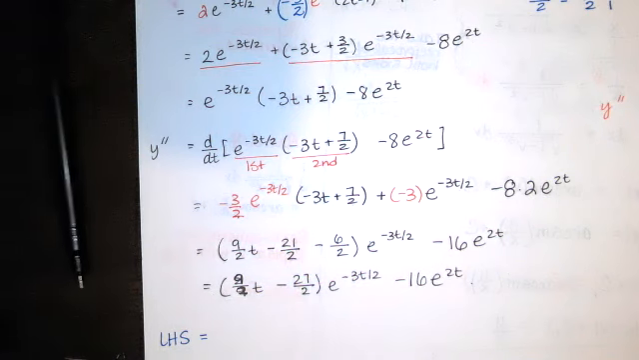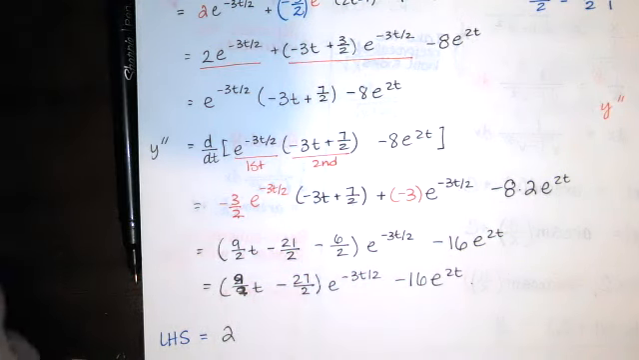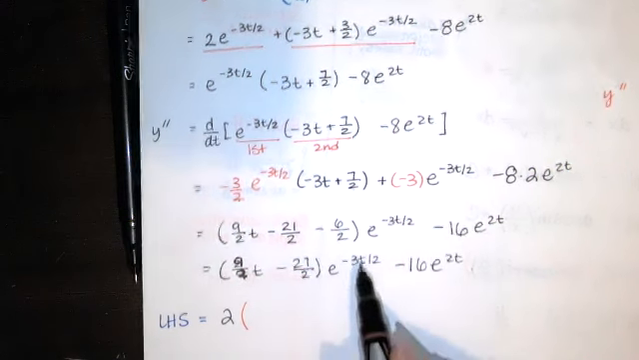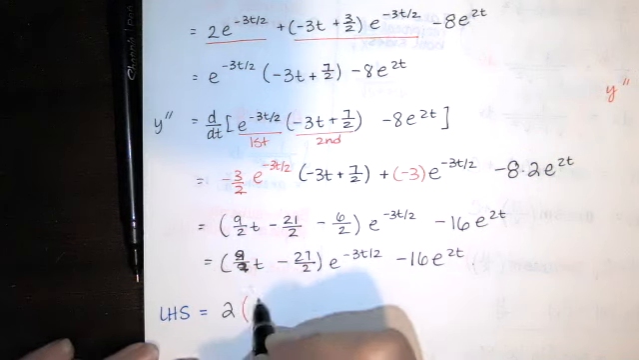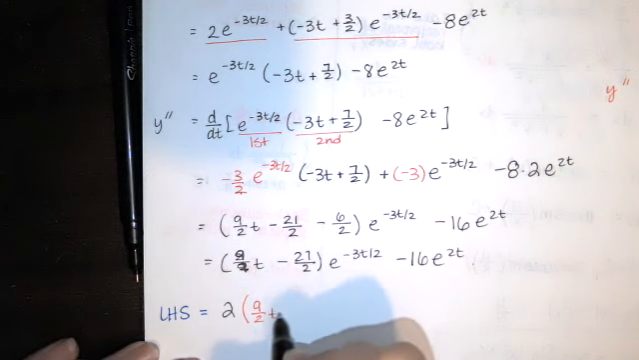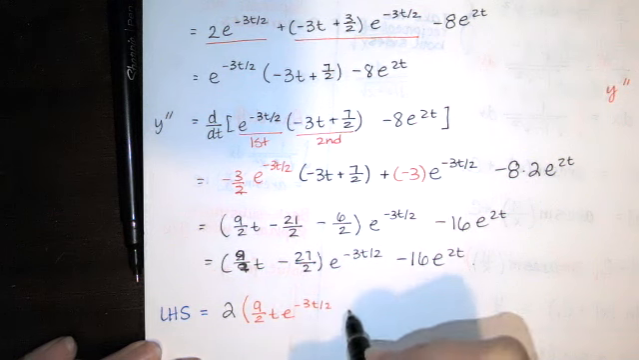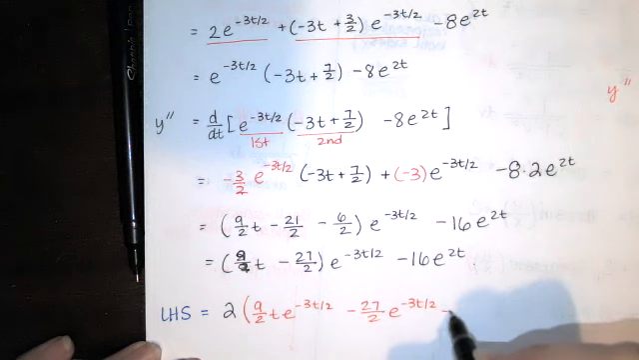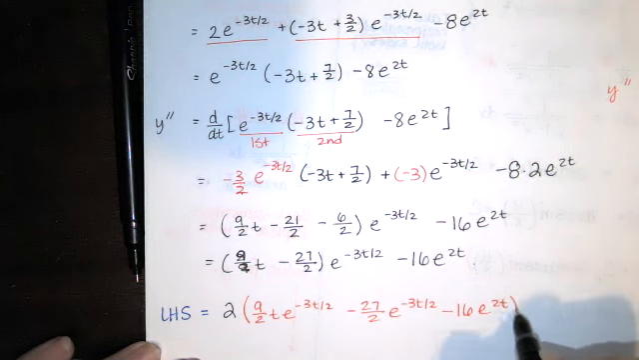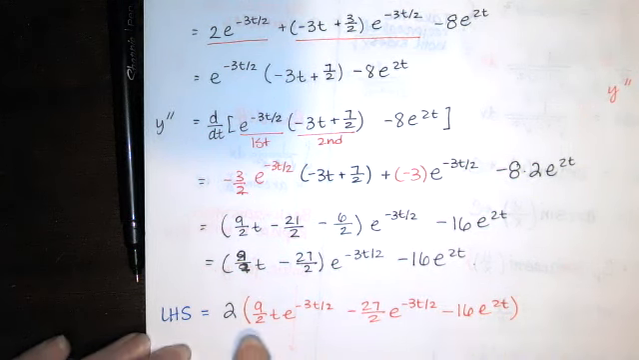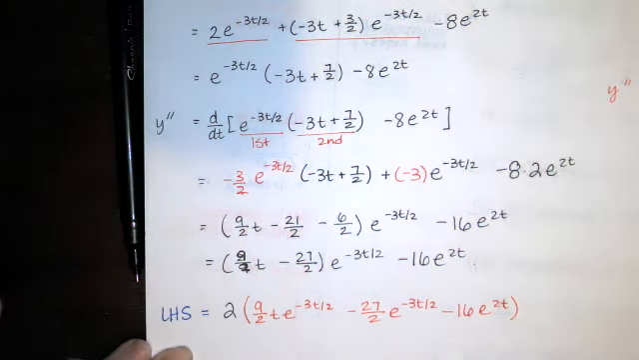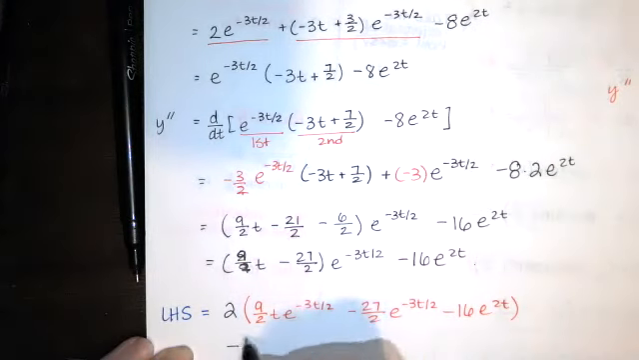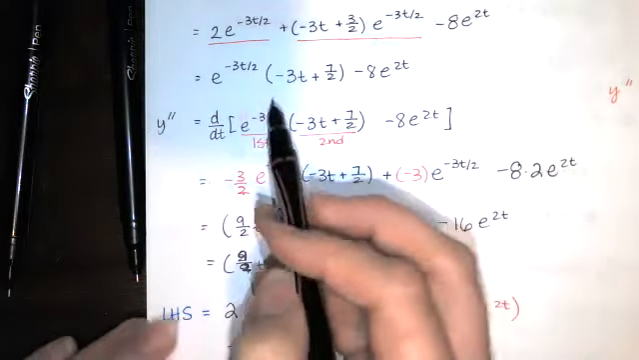The left-hand side is 2 times y double prime, which is this. And actually, it might be helpful to distribute these exponentials now. So I've got 9/2 times t times that exponential, minus 27/2 times the exponential, minus 16 times e to the 2t. That's 2 times y double prime. And then we're going to subtract y prime. I will distribute there as well.